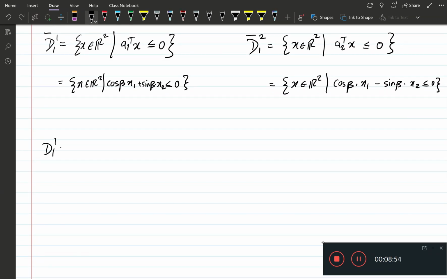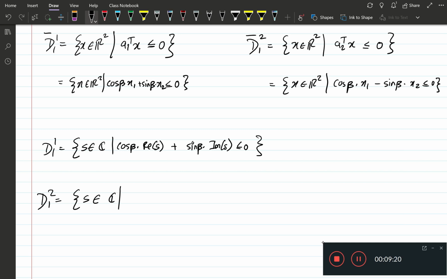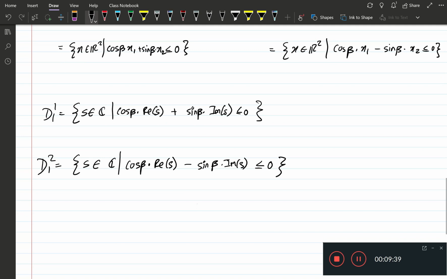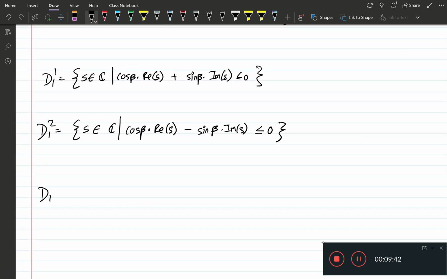So now D11 bar is the set of all complex numbers such that cos beta times real part of s plus sine beta times imaginary part of s is non-positive, and D12 bar then is the set of all complex numbers such that cos beta times real part of s minus sine beta times imaginary part of s is non-positive. Now if we want to take the intersection of these two sets, that's obvious, we just need to impose both conditions, and that gives us D1.